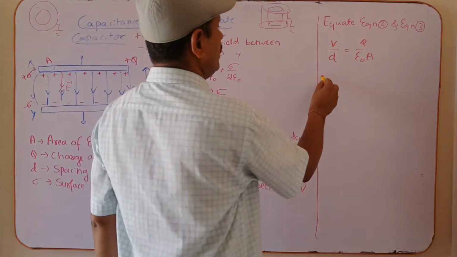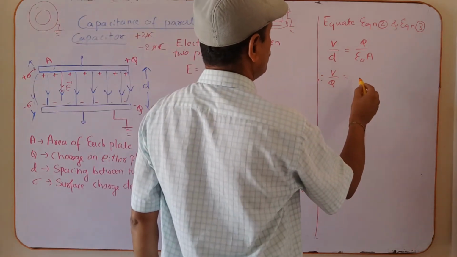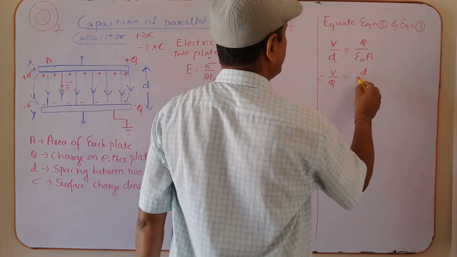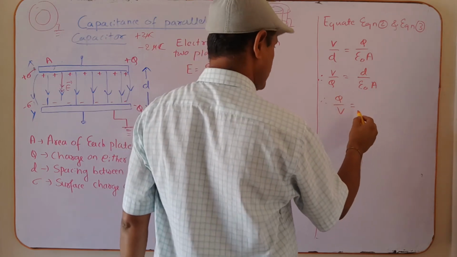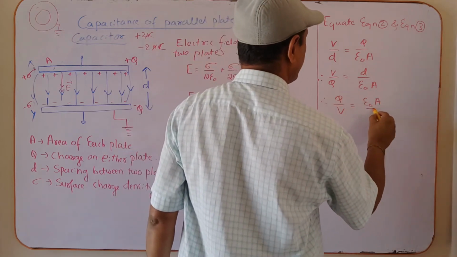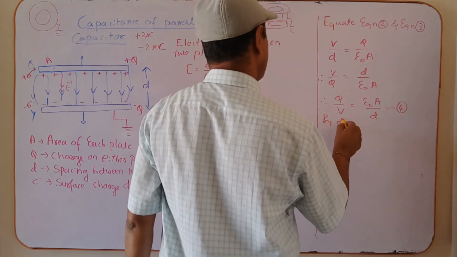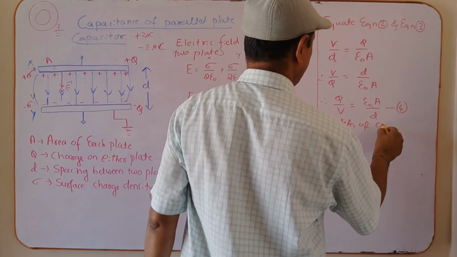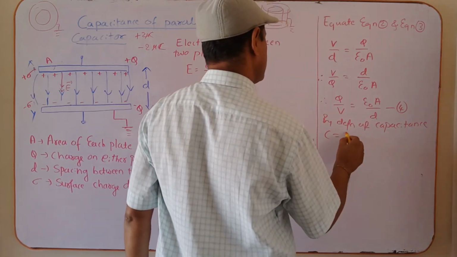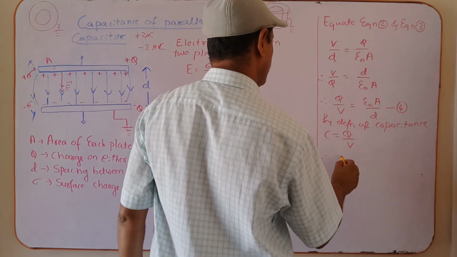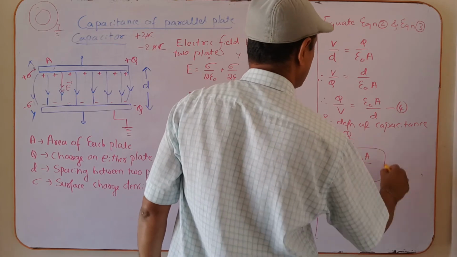Therefore, V divided by Q is equal to d divided by epsilon naught A. Taking the reciprocal, Q by V is equal to epsilon naught A divided by d. This is your equation number 4. By definition of capacitance, C is equal to Q by V. Therefore, C is equal to epsilon naught A divided by d. This is equation number 5.